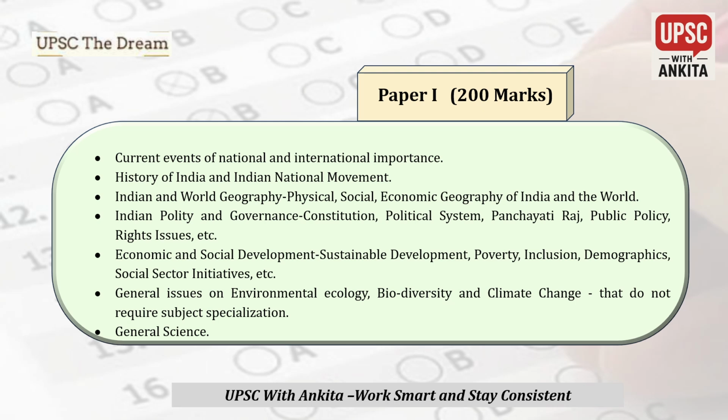Paper 1 has 100 questions, for 200 marks, which means 2 marks per question. For each wrong answer, one third of the marks assigned to that question is deducted. Therefore, a wrong answer will result in a deduction of 0.666 marks. Okay.